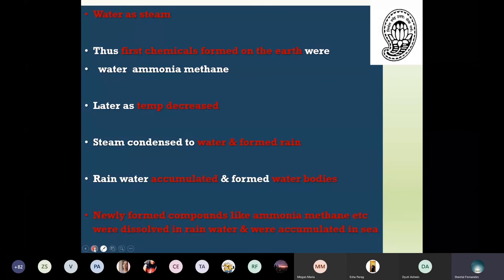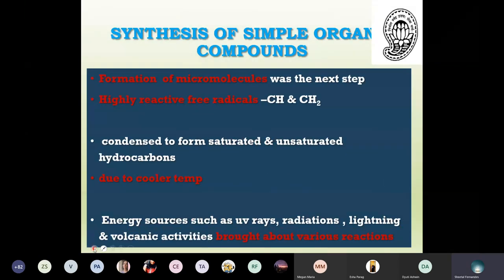Now they are a bit tired of fighting with all the heat. Now because there is cooling taking place and because of water being formed, see which things are coming into existence. There are water bodies, there is water, there is methane, there is ammonia, and because there is water also, there is somewhere release of oxygen also coming into picture. These compounds were now accumulated in water bodies and they were obviously accumulated in the sea. Now from there was formation of simple organic compounds.